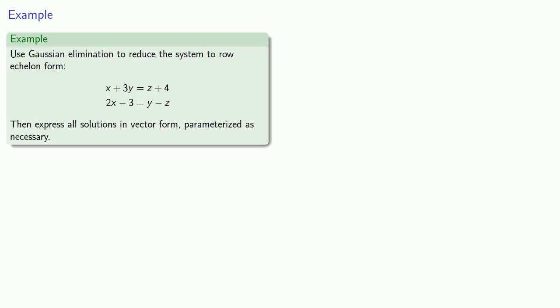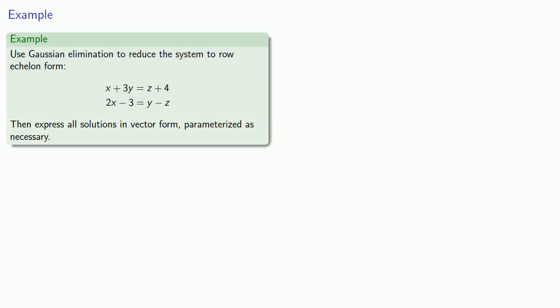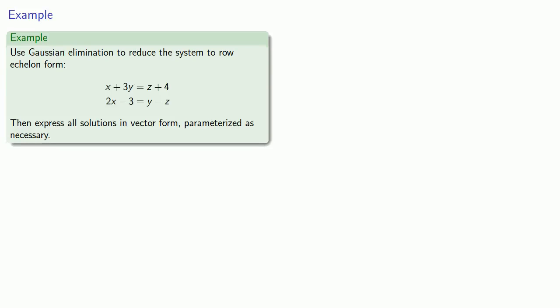So let's try this out with an actual system of equations. Here we'll try to use Gaussian elimination to reduce the system to row echelon form, and once we're done, we'll try to express all solutions in vector form, parameterizing as necessary. So first, let's rewrite our equations in standard form and set down our augmented coefficient matrix.